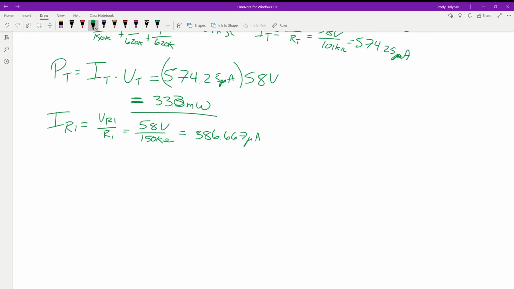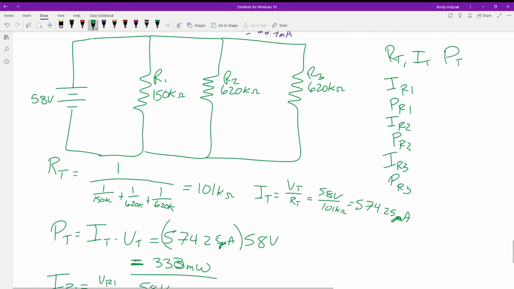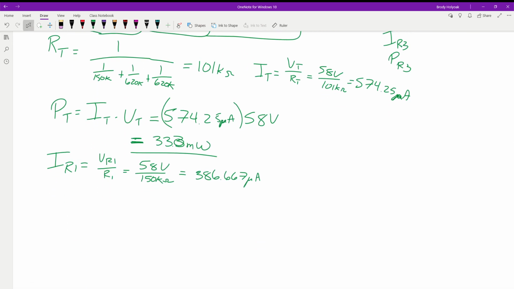Microamps. Okay, so one thing we should also notice, this has the smallest resistor value, so it's going to have the most current. If we look real quick, 386 out of 574 is going to give us about 180-ish left over for the end. So we know that at least we're in the right ballpark. So far, everything's tracking with how it should be. Smallest resistance is going to have the most amount of current.